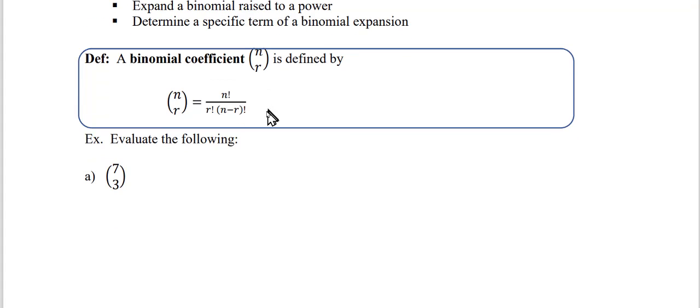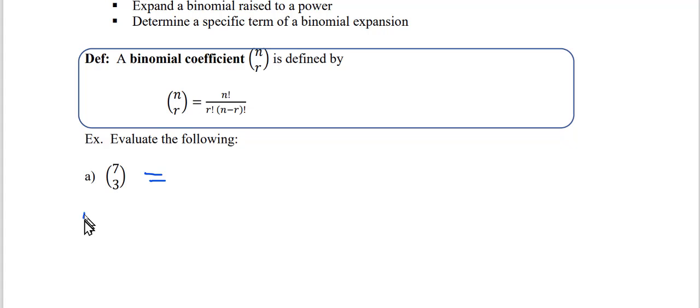A binomial coefficient, and we write it this way, n, I usually say n choose r, and it's because it goes back to the idea of a combination, which we don't need to spend time on. n choose r is equal to n factorial over r factorial times n minus r factorial. We saw the definition of factorial in the last video, so we can use it here.